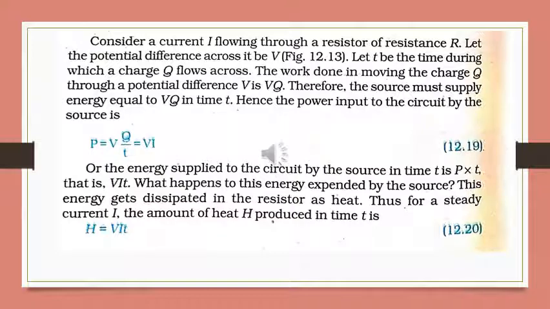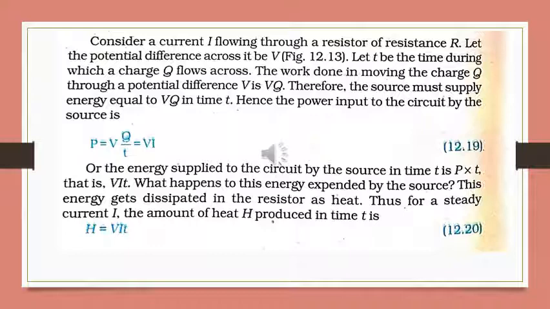Consider a current I flowing through a resistor of resistance R. Let the potential difference across it be V. Let t be the time during which a charge Q flows across. The work done in moving the charge Q through a potential difference V is VQ, and therefore the source must supply energy equal to VQ in time t.